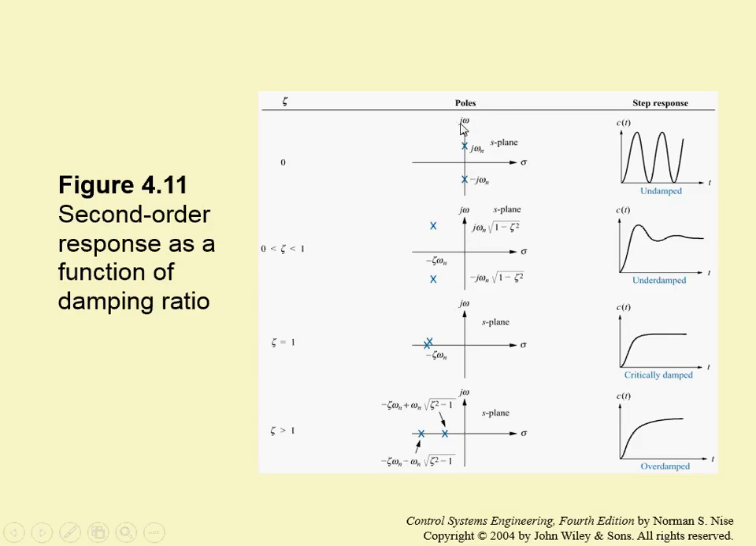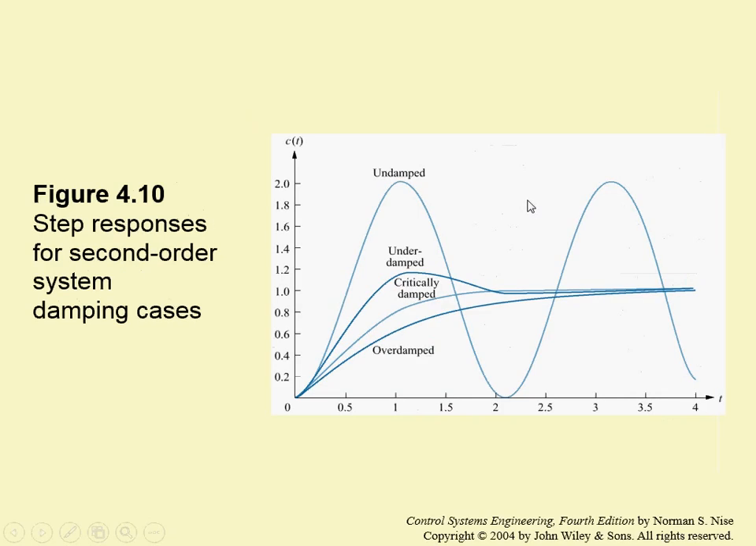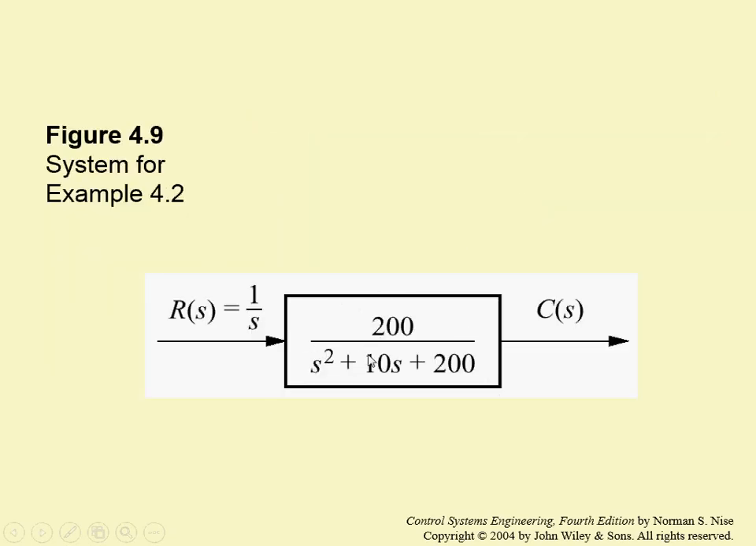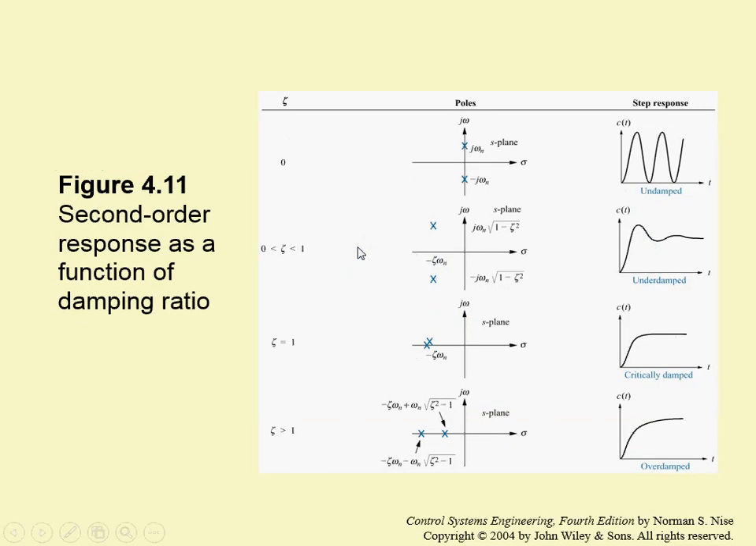So you'll get this response. And if you have bigger than one, instead of moving the roots into this area, you're moving them to the left. Totally overdamped system. So this way you can see by the location of the poles the exact response you're going to get.